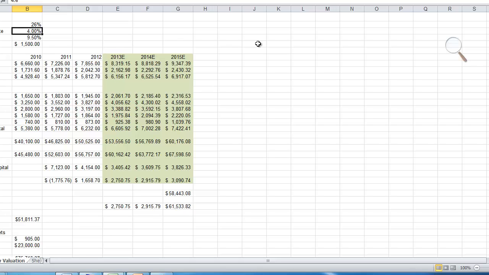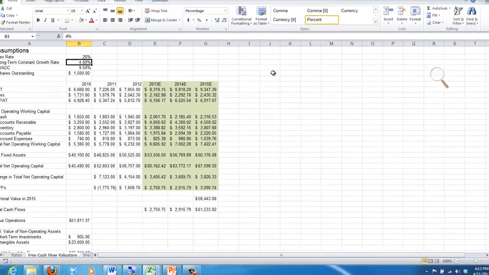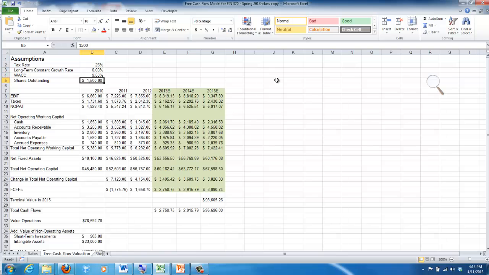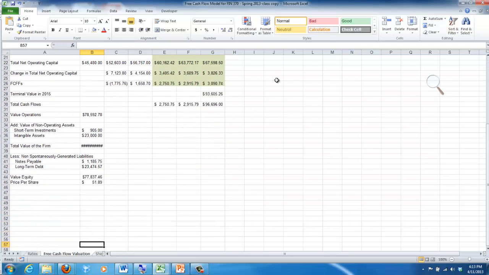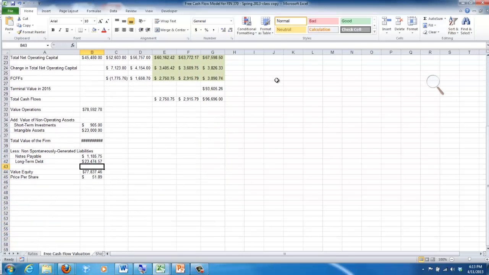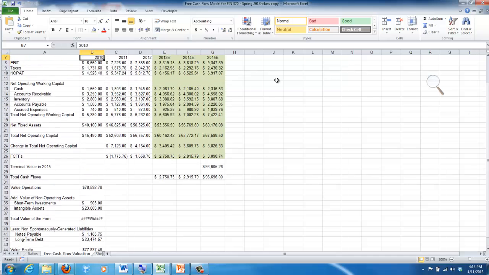Our long-term constant growth rate, I mentioned before that in some cases the value of the firm will decrease if we increase the sales growth, or it can decrease if we decrease it. So what I'm going to look for here is, does an increase in the constant long-term growth rate of the firm increase the value of the company? So if I increase that to 6%, we see that it does. It goes up quite a bit to $51.89.